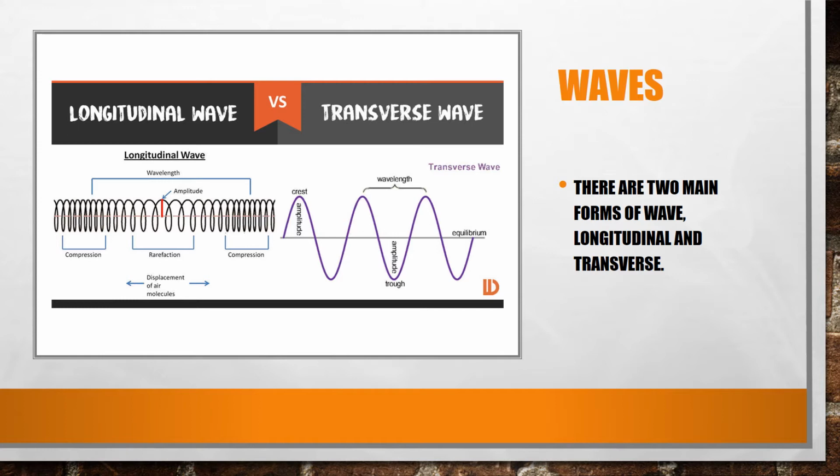There are two types of waves, longitudinal and transverse waves. Longitudinal waves have vibrations that are parallel to the direction the wave is traveling, such as a sound wave or ultrasound wave. Transverse waves have vibrations that are at right angles to the direction of wave travel, such as ripples on the surface of water and light waves.